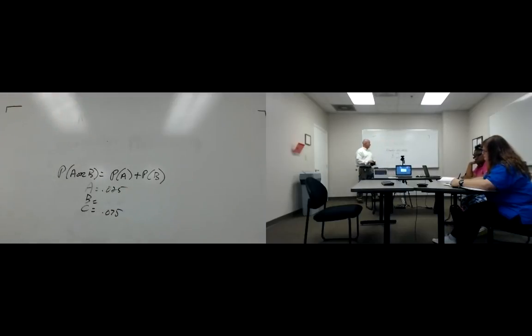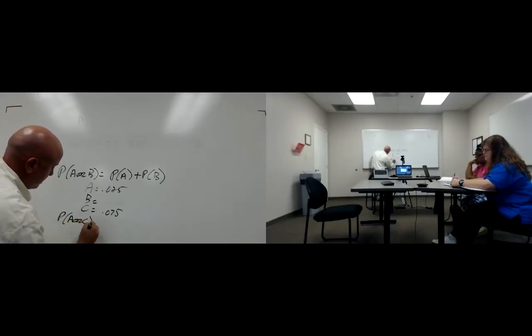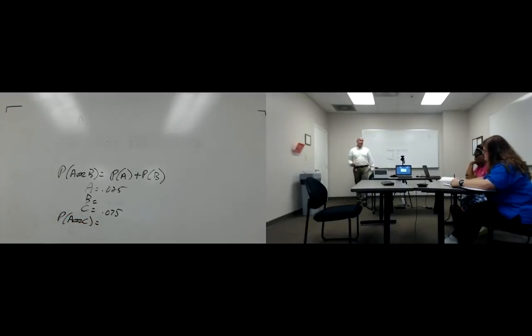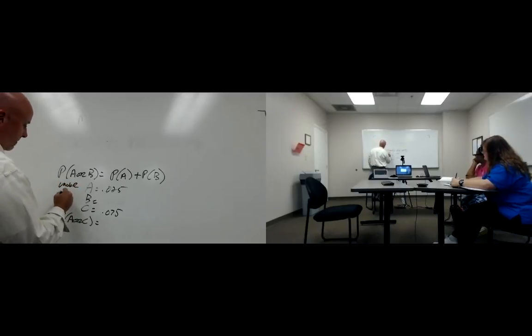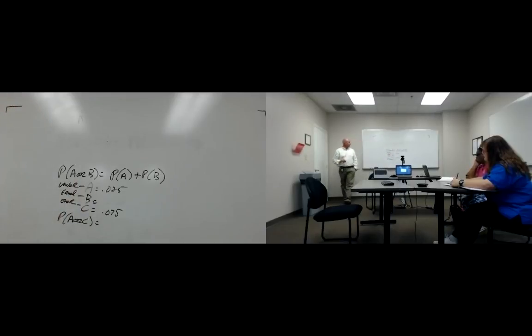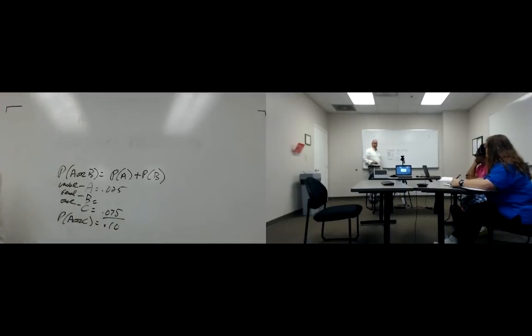So what's the probability that A or C occur? And A, we would say, would be underweight. B is satisfactory, equal. And C is overweight. Okay, so what's the probability that we're under or overweight? 0.10.